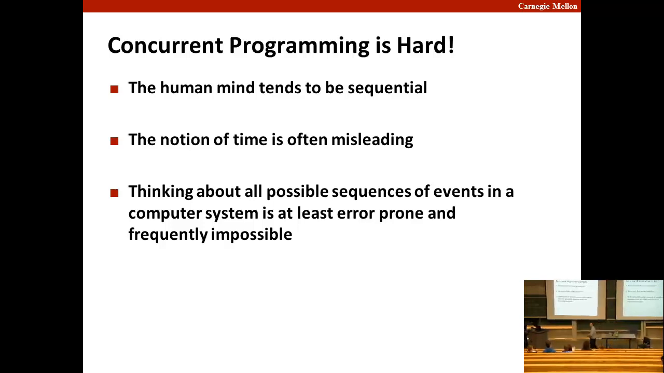But it's just not how we think about things. And so when we try to program concurrently in software, it gets hard. Because it's asking our brains to do something they don't do every day, right? But why would we want to program concurrently?